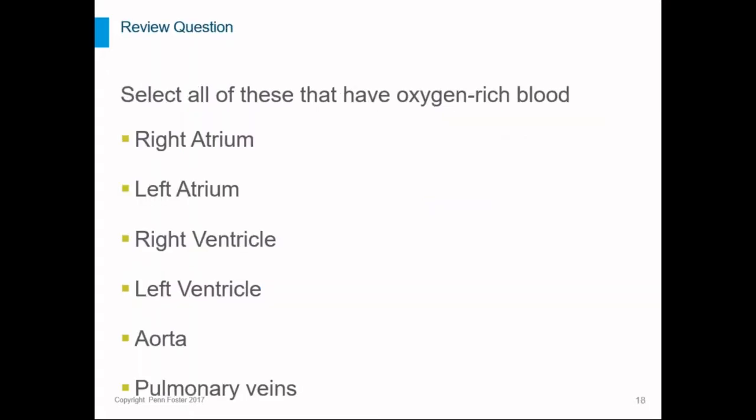And that brings us to the end of this section. So we have a review question. Select all of these that have oxygen-rich blood. So blood that's come from the lungs, and the oxygen hasn't been taken out of it by the body yet. I'll give you a few seconds to think about which answers are right, and there's definitely more than one.